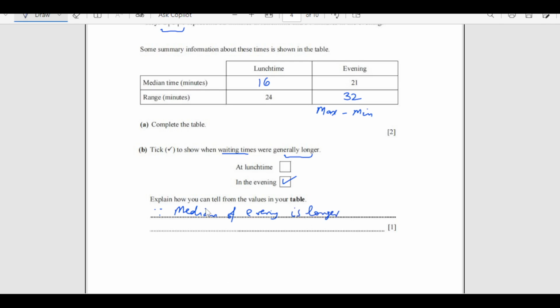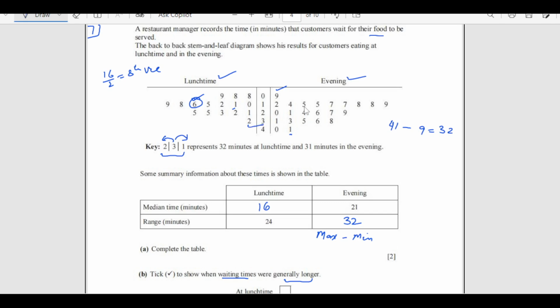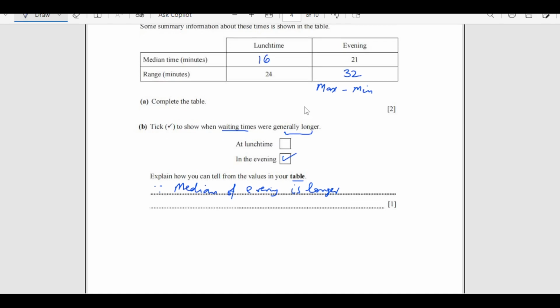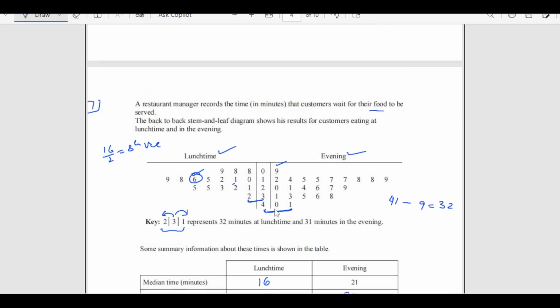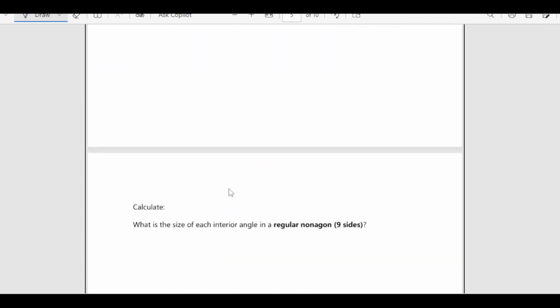So here, explain how you can tell from the values in your table. If you look at the values in the table, as you can see here, they have the longer evening, because lunch time ends at 32, but the evening ends at 41. So we can also write from the table that the longest time is 41 minutes, which is longer than the other one, lunch time, that ends at 32 here, right? So that was it for this one.